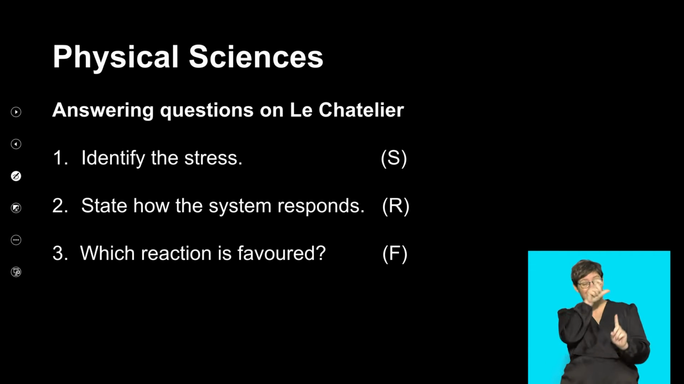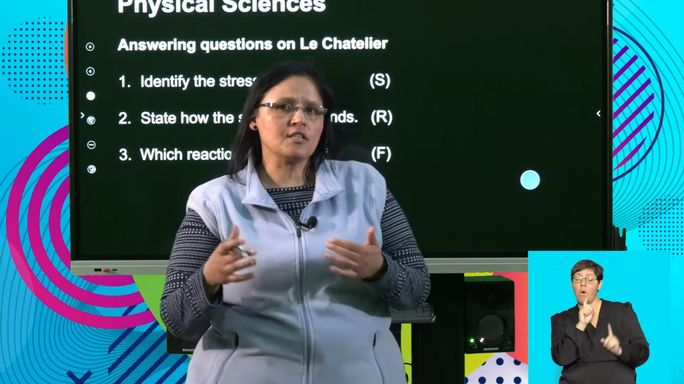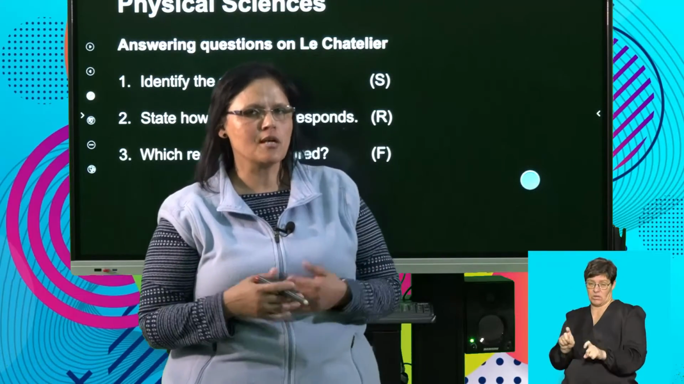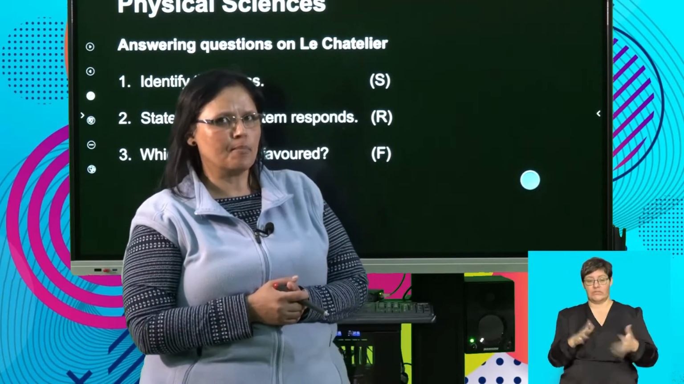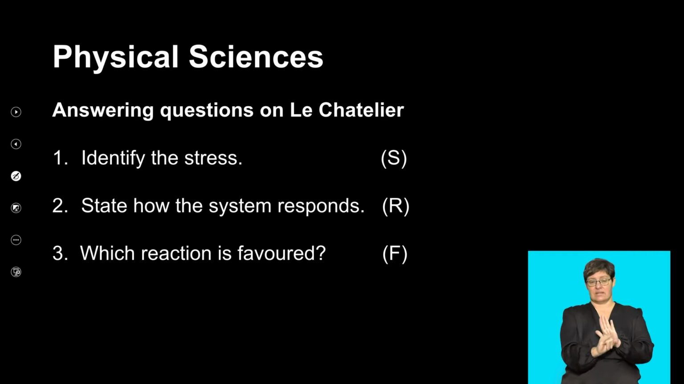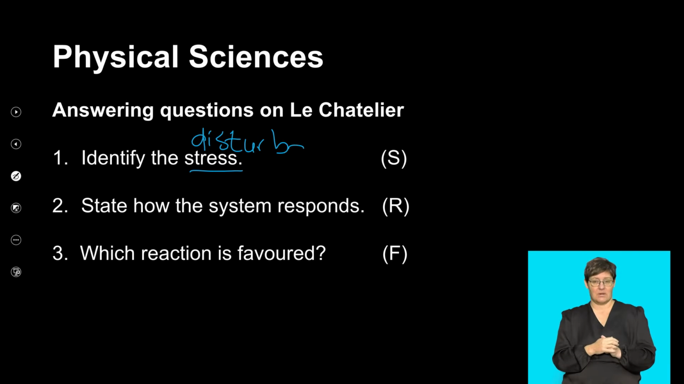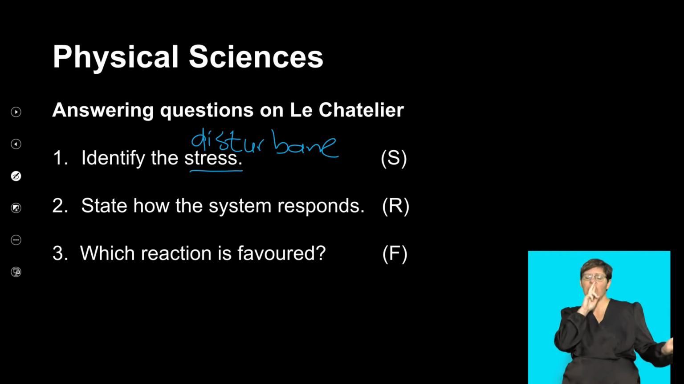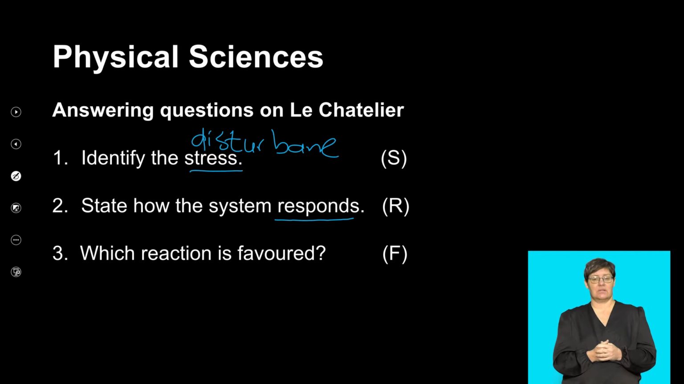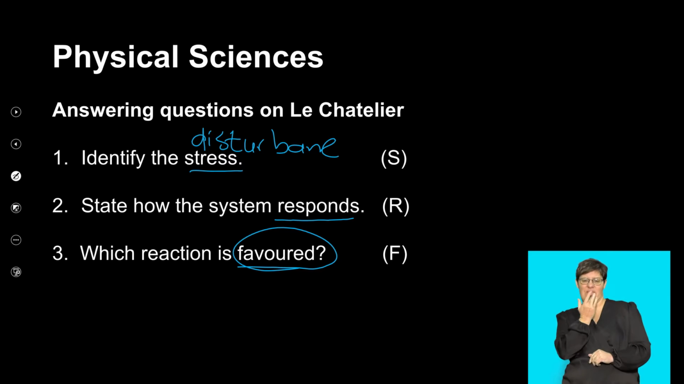When we look at Le Chatelier, we will have to have a way of answering Le Chatelier's questions, or we use Le Chatelier's principle to answer questions after equilibrium has been disturbed. So the first thing will always be to identify the stress. So we use the S. Remember that stress is actually the same as your disturbance. Then we will state how the system will respond to it and which reaction will be favored. Just before we go on, I want to explain to you what it means for a reaction to be favored.